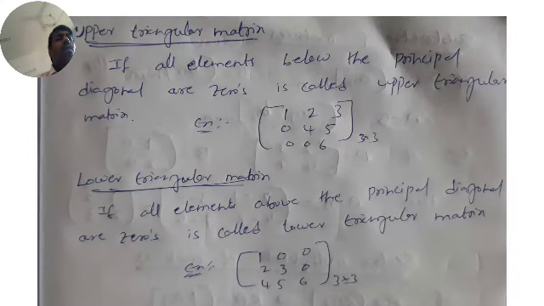Next, upper triangular matrix: if all elements below the principal diagonal are 0, then we call it an upper triangular matrix. If all elements above the principal diagonal are 0, then we call it a lower triangular matrix. So these are the types of matrix, the definition of matrix.